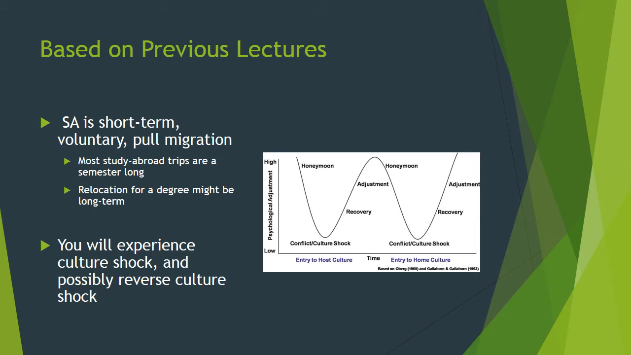Based on some of the previous lectures, we want to think of study abroad as a short-term voluntary pull migration. For the most part it's short-term because you're going to be there for maybe 3 months or so. So we'll think about that more in a short-term way rather than a long-term way. You're probably not going to be there for a year or 2 years, but if you're moving for a degree, that might be much more in the long-term category.